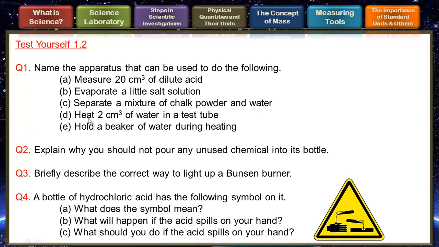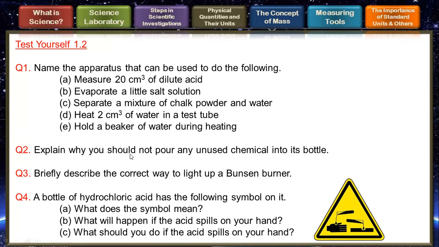Letter D, heat 2 cubic centimeters of water in a test tube. Now remember, this is a very small amount, so we need very small equipment too. Letter E, hold the test tube of water during heating. What can we use to hold the test tube while heating it, or heating the chemicals inside it?